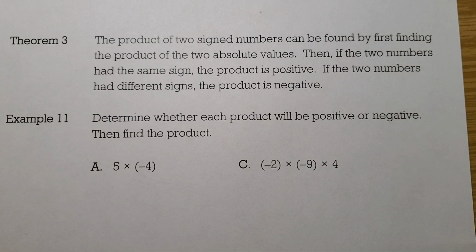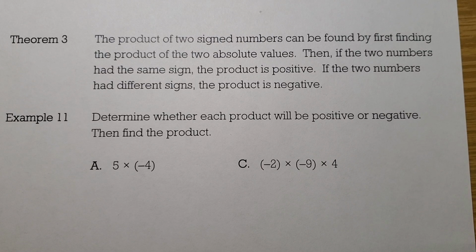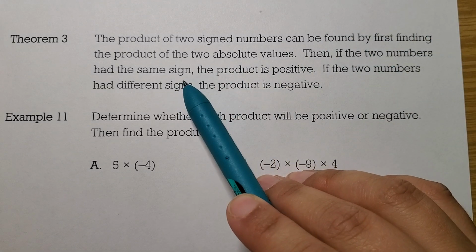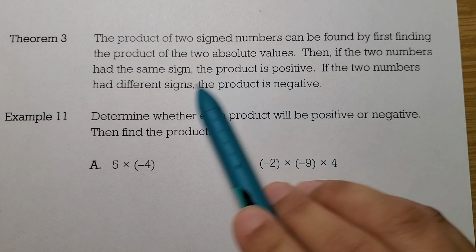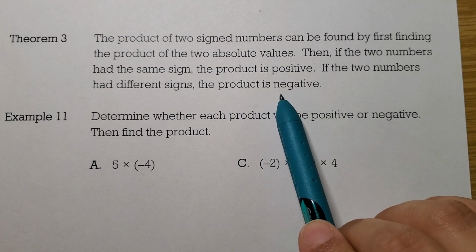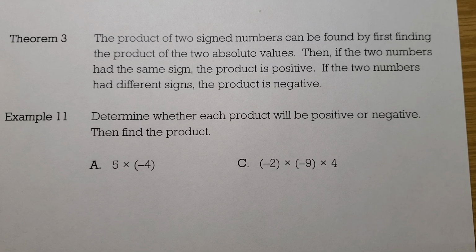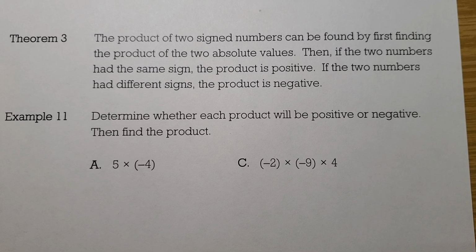Theorem 3 says the product of 2 signed numbers can be found by first finding the product of the 2 absolute values. In other words, just multiply the 2 numbers, ignoring the signs. Then, if the 2 numbers had the same sign, the answer is positive. And if they have different signs, the answer is negative. Multiplying is a lot easier than adding or subtracting with signed numbers because the rule is easier. You just do the math how you always would, and then for the sign, you check to see whether they were the same or different.